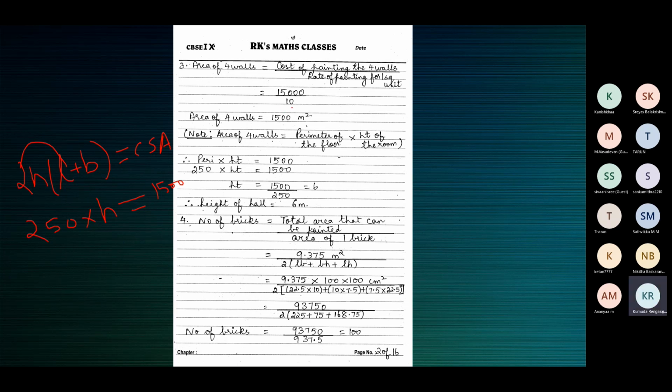So given this information, you need to find the height of the hall. So using the cost and rate, first find the area of the 4 walls. Then perimeter of the cross section into height is the CSA. Using that, find the height of the hall.